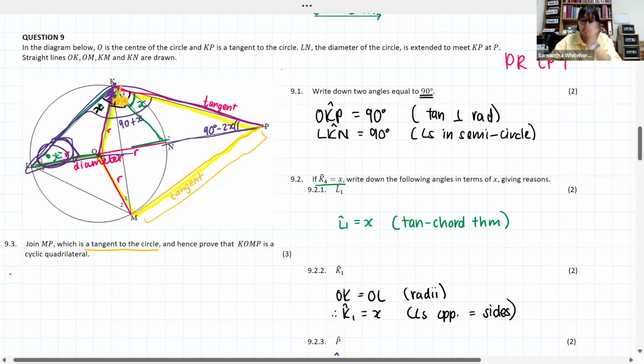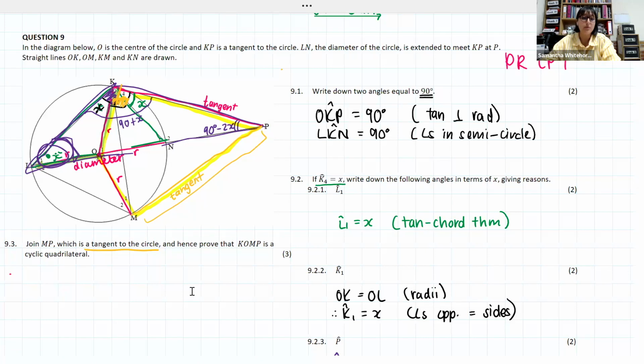So I want you to, again, take a minute, take a second, have a think. How are we going to prove that this is a cyclic quad?